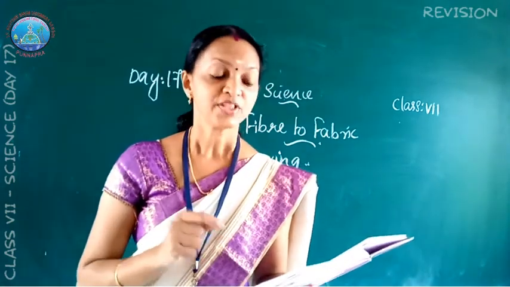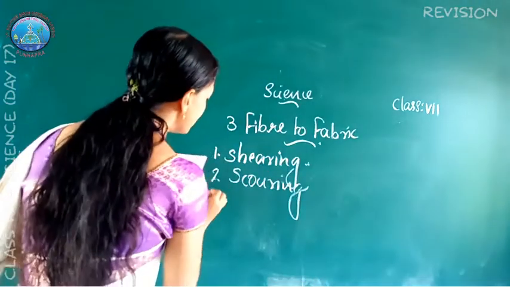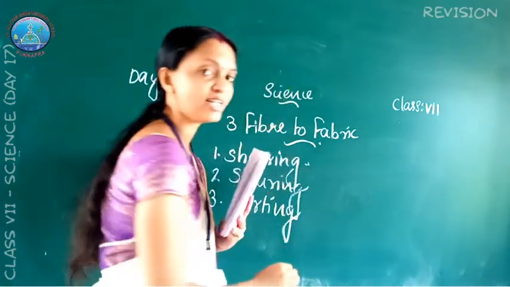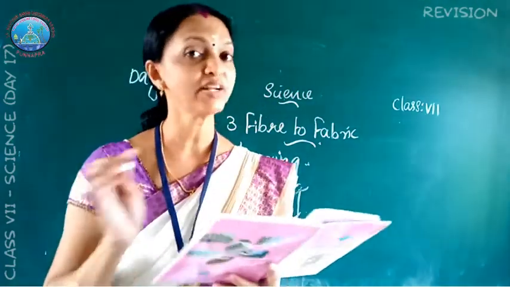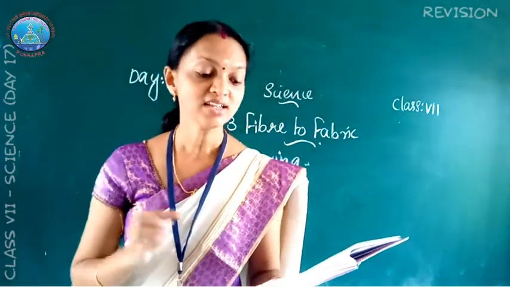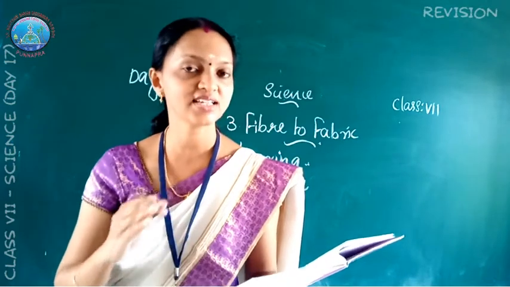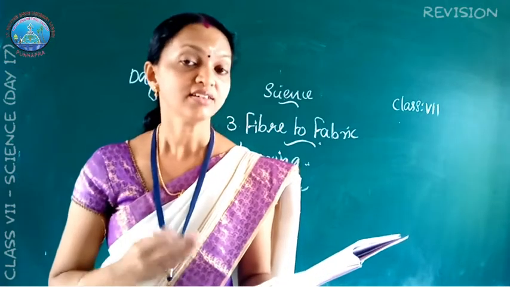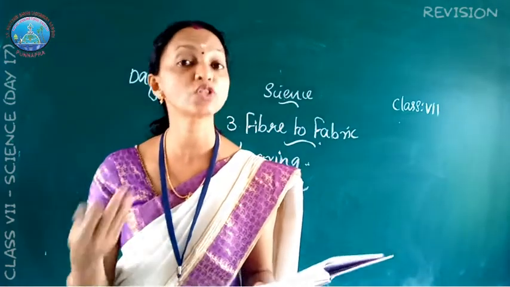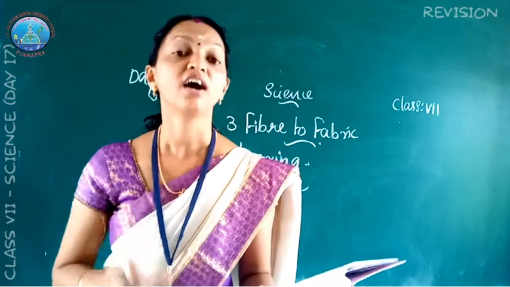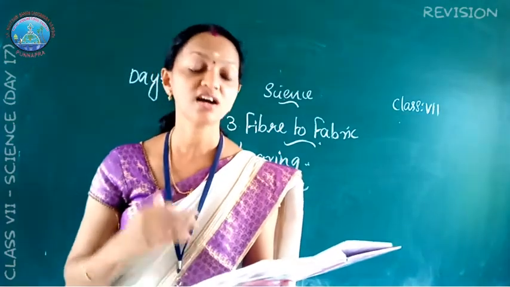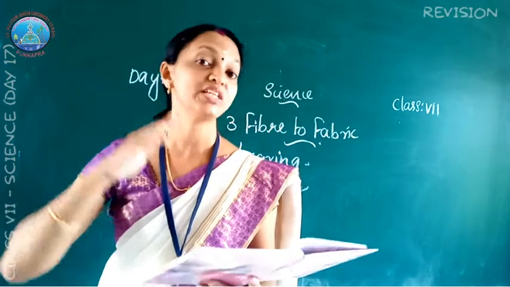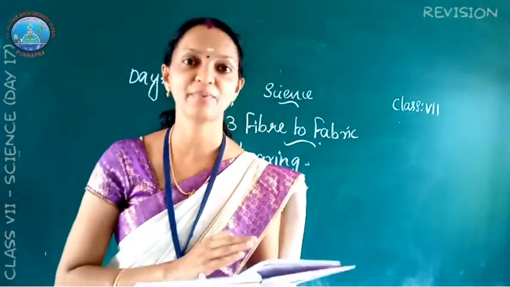Third step, sorting. Sorting is a separation technique. After scouring, sorting is done. The hairy skin is sent to a factory, where hair of different textures is separated or sorted. Based on the different textures, fibers are separated out.